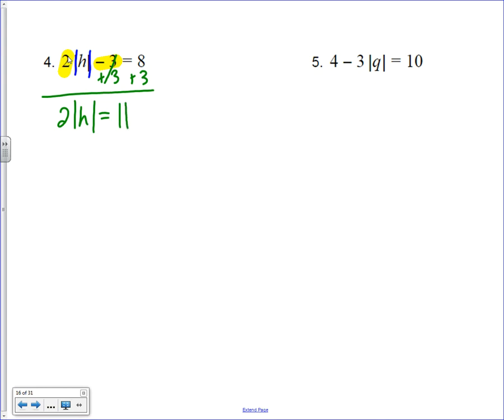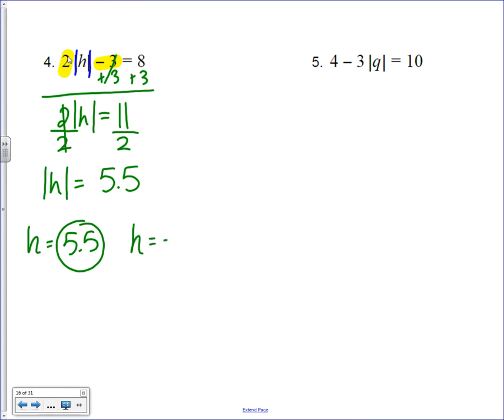It's being multiplied. It is right directly next to that absolute value, so that is multiplication. And I get that the absolute value of h is equal to 5.5. Okay, now just looking at this, you probably can tell me that the positive version looks like that, and the negative version looks like that. Notice there's nothing to solve in the positive and negative versions because the h is already isolated.